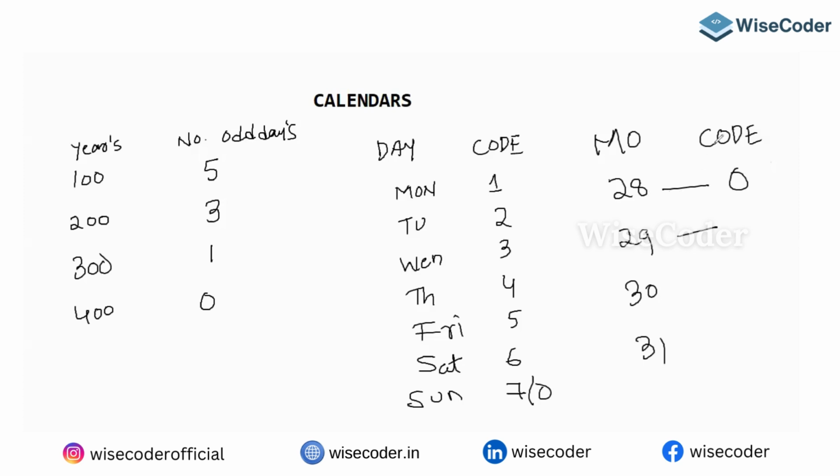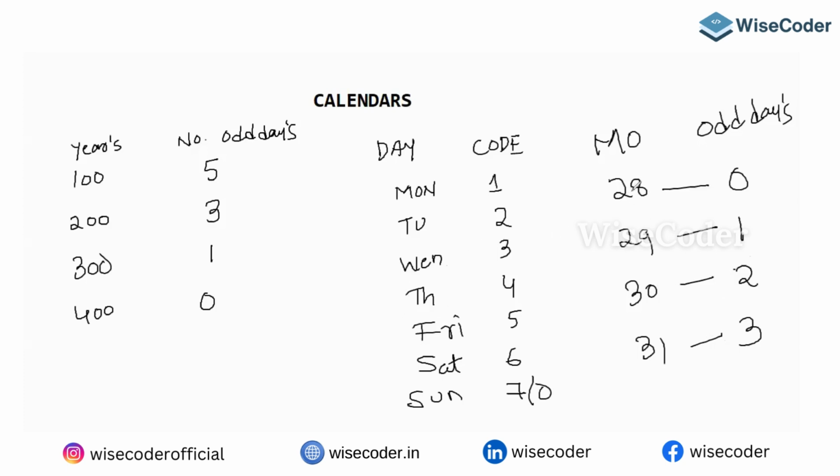When there are 29 days, don't write code here, you can write odd days. So for month days 28, 29, 30, 31 you write odd days. 29 divided by 7: if 28 gives 0, then 29 will be 1. 30 will be, 7 4s are 28, so you are left with 2. So 31 will be 3. These 3 are very very important while solving the questions.